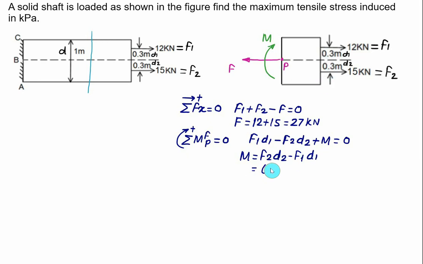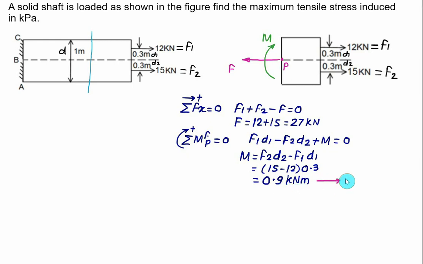Out of that, d1 and d2 are the same, 0.3. F2 is equal to 15, so we have 15 minus 12, and d1 and d2 is 0.3. So this answer will be equal to 3 multiplied by 0.3, that equals 0.9 kilonewton meter.